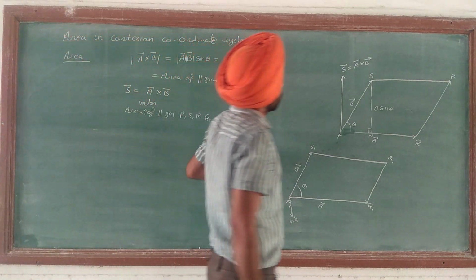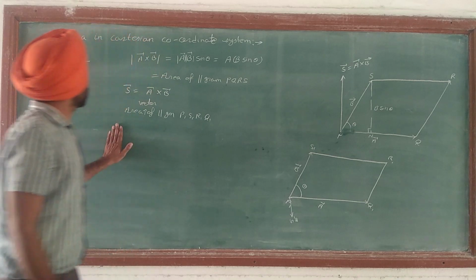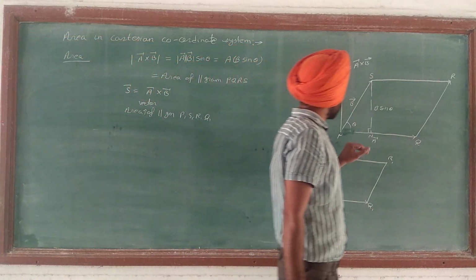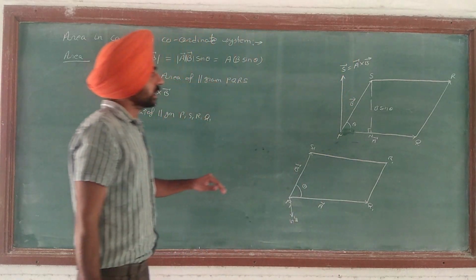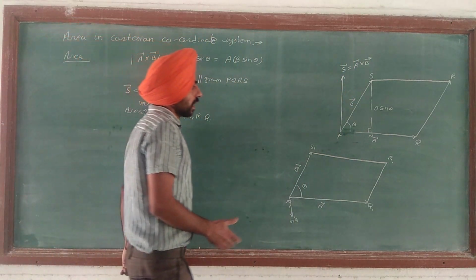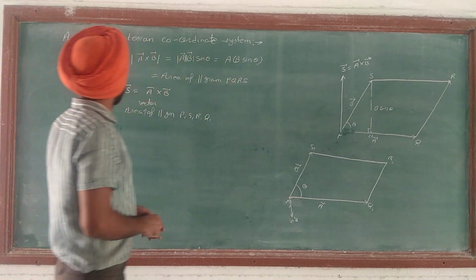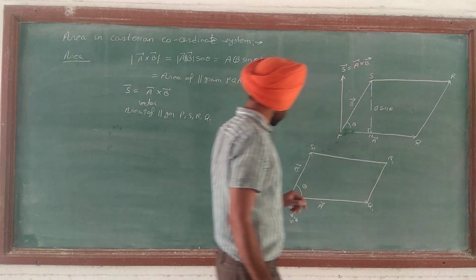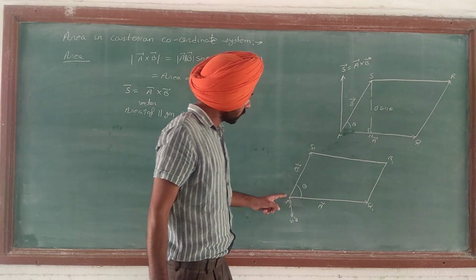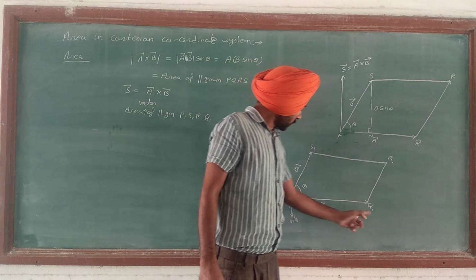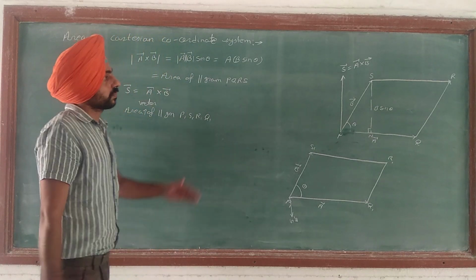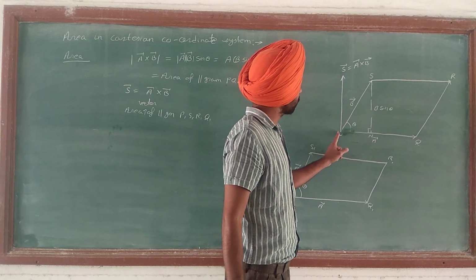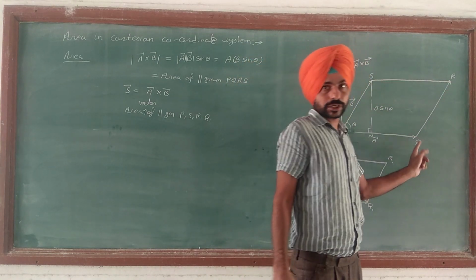So this is the simplest way to find the area in Cartesian coordinate system. This is the simplest example of how you can find the area. The important thing is whether you are calculating A cross B in the P, Q, R, S manner, or from P1, S1, R1, Q1. Then the direction of the area vector will be opposite. In the same manner, if you move from P to S to R to Q.